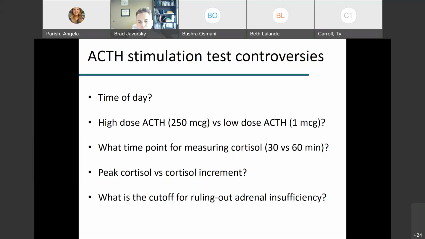What's the best time point for measuring cortisol? Should it be at 30 minutes? Should it be at 60 minutes? Should you use a peak cortisol, or should you use a cortisol increment, change in cortisol between the baseline and 30 or 60 minutes? And then finally, what is the cutoff for ruling out adrenal insufficiency? So these have been all areas of intense investigation over the years.